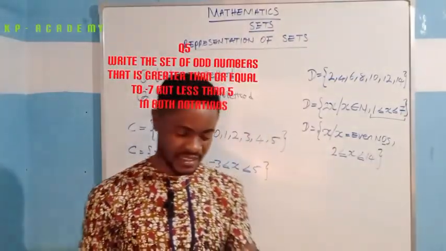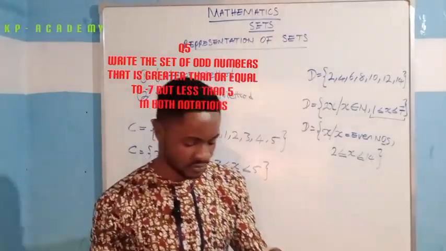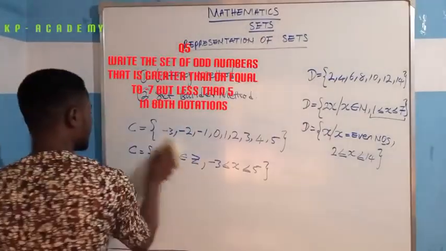Now the next question I have on the list here is question 5. Question 5 says set of odd numbers that is greater than or equal to -7 but less than 5. Okay, let me clean up this.